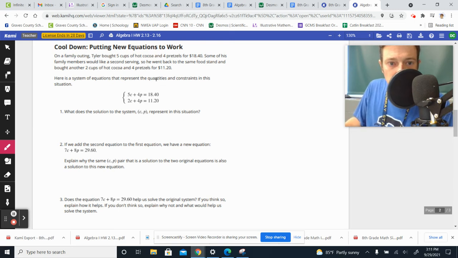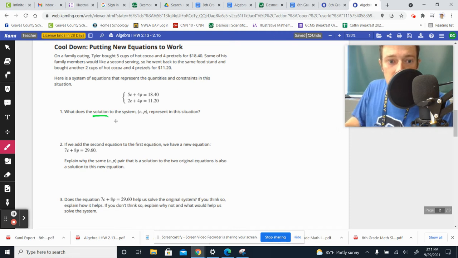5 cocoa, 4 pretzels was 18.40. 2 cups of cocoa and 4 pretzels was 11.20. What does the solution to the system (C, P) represent in this situation? Well, if we look at the solution to the system, that is an ordered pair that makes them both true.